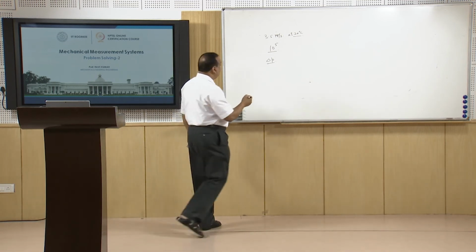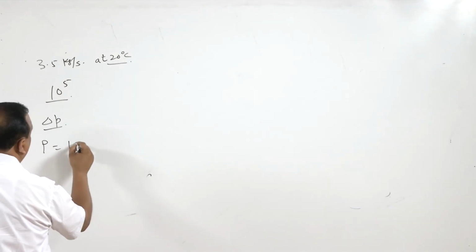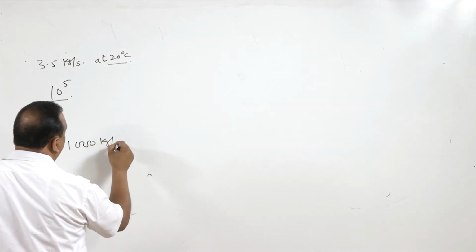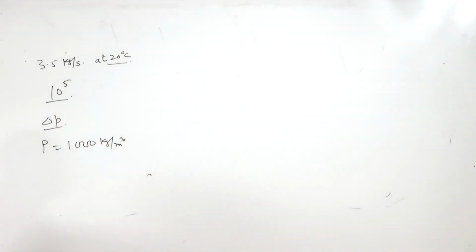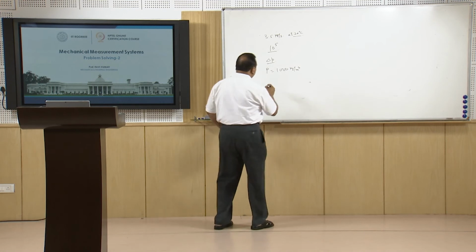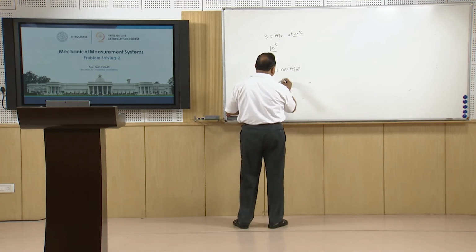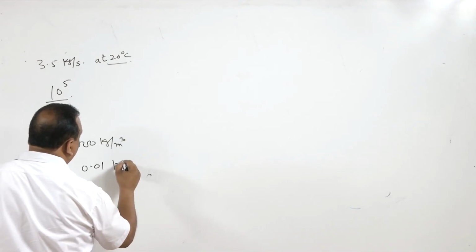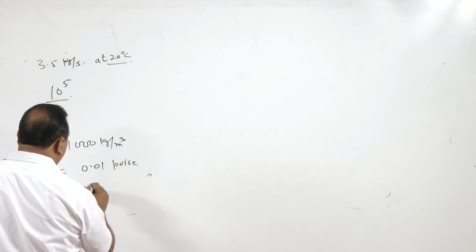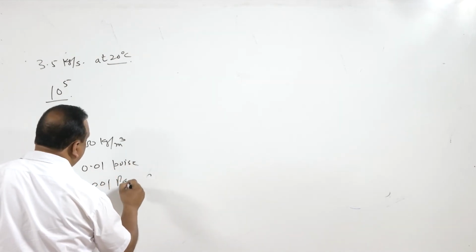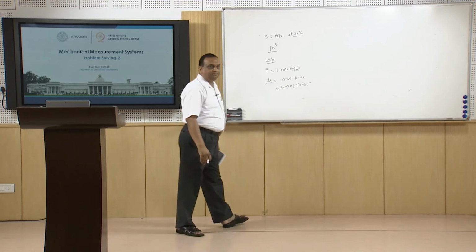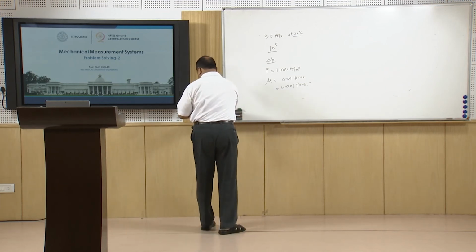For example, density of water. Let us assume 1000 kg per meter cube. Viscosity of the water is 0.01 poise or 0.001 Pascal seconds.